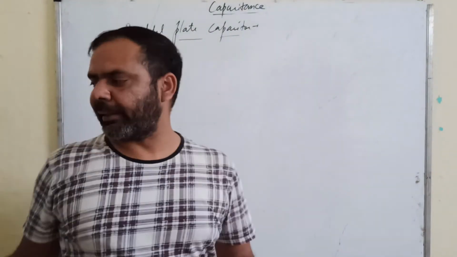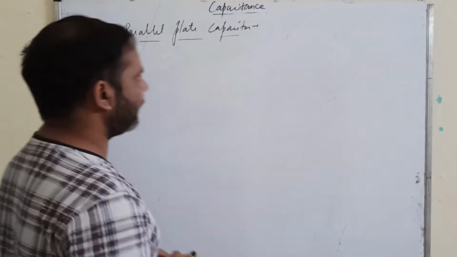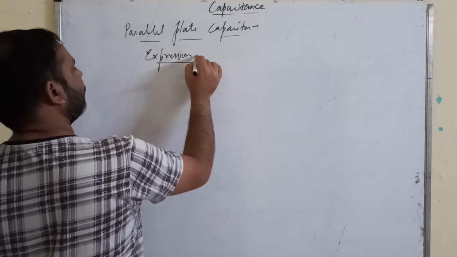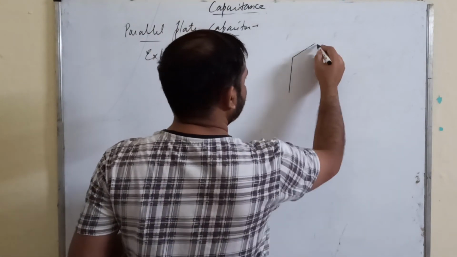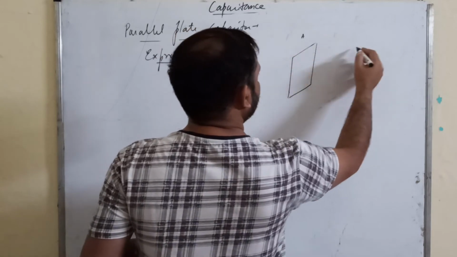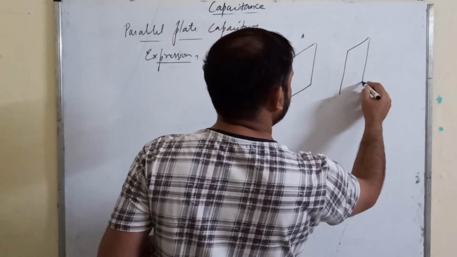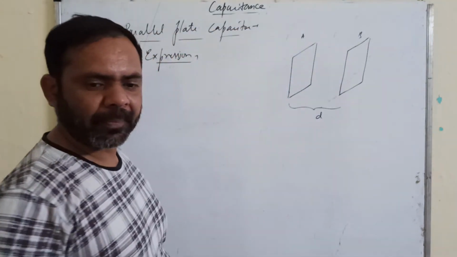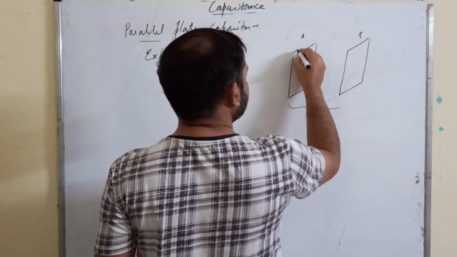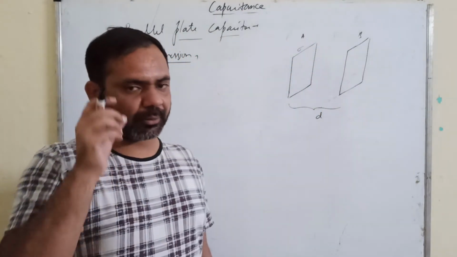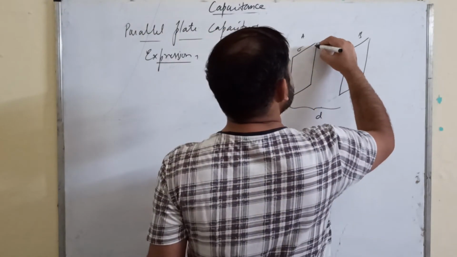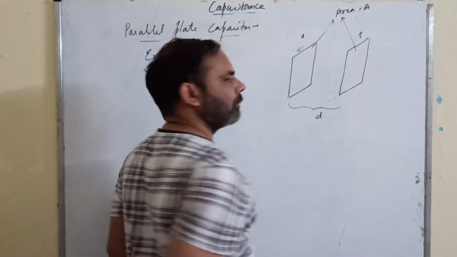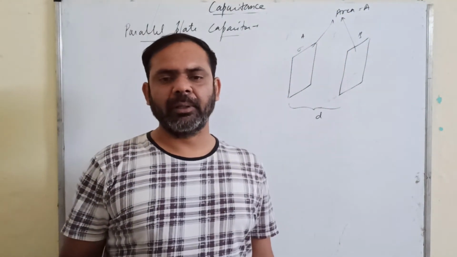Now we will obtain the expression for the capacitance of a parallel plate capacitor. We have a plate A, we have another plate B separated by a distance D, and let us suppose that sigma is the surface charge density on the plates and A is the area of the plates.